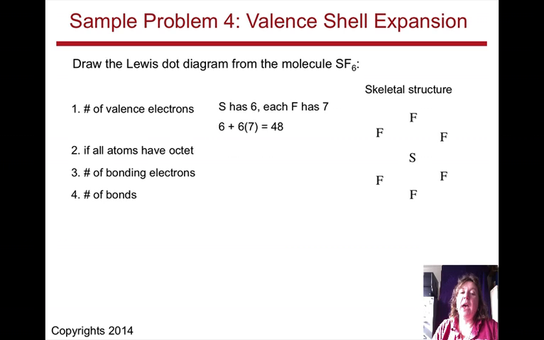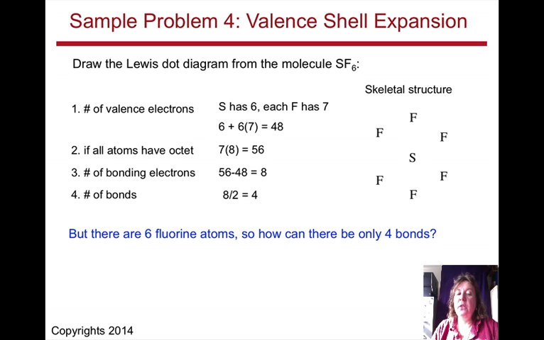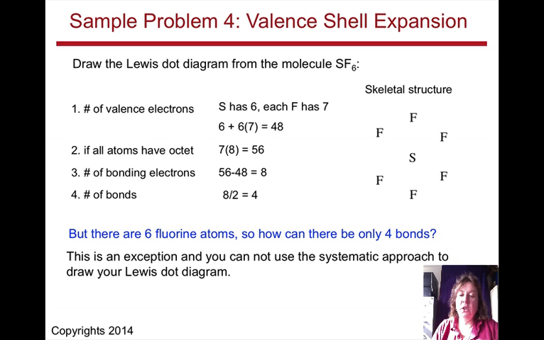If each atom has an octet, that means that we have 56. That means 56 minus 48 is 8. That will give us our bonding electrons. 8 divided by 2 is 4. That says that there are 4 bonds. Okay, but there's 6 fluorine atoms. How can there only be 4 bonds? Well, it's not going to work. So what you should immediately realize is that if you don't have enough bonds to make your molecule, it must be an exception. And you can't use the systematic approach to draw your Lewis dot diagram.